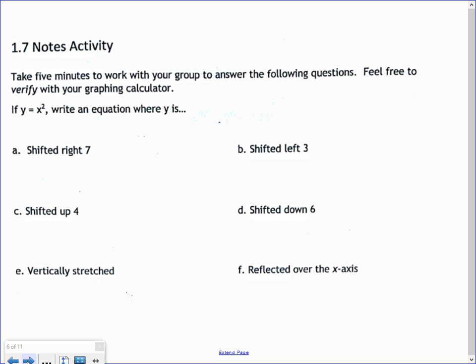Do Zoom, and 6. That'll get you to the standard window, -10 to 10. Okay. So it was probably zoomed out so far that you couldn't even see it or something like that. So if you can't see something, always check your Zoom.